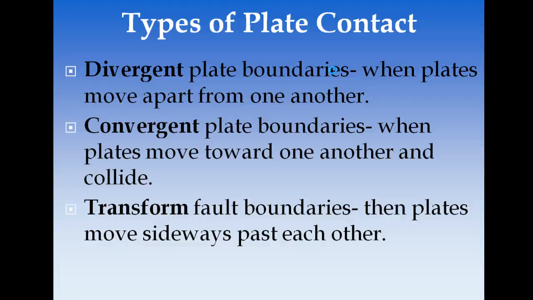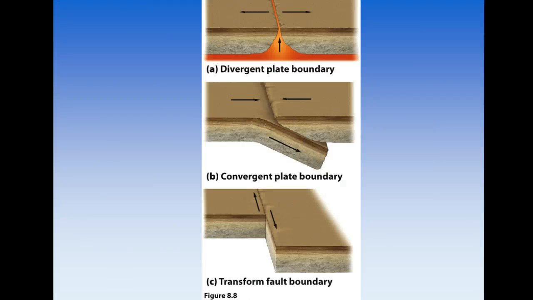Transform fault boundaries are those where you have two plates that are sliding past each other sideways. One is not moving up or down. That's what's going on at the San Andreas Fault in California and why they're so prone to earthquakes.